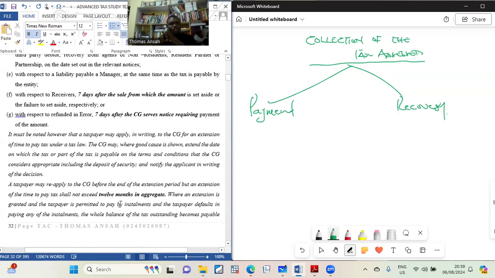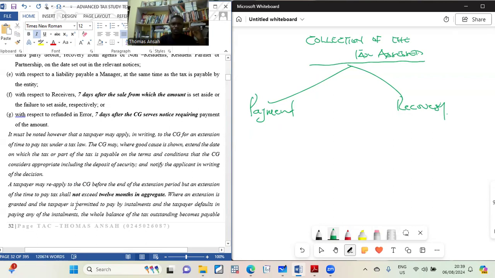Of course, you can always extend these things. You can always write to the Commissioner General for an extension. Before the time, you can extend, and your extension will not exceed 12 months in aggregate. You can extend 2 months. When the 2 months is about to run out, you say, please let me extend. But your extension shall not exceed 12 months in aggregate. It shall not. Let me just put the not in bold.